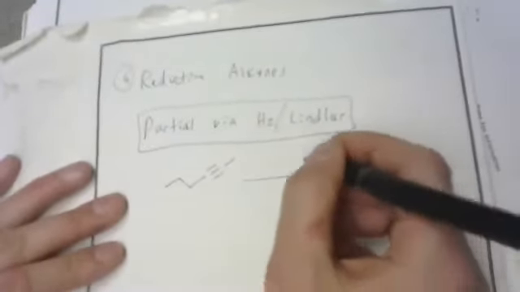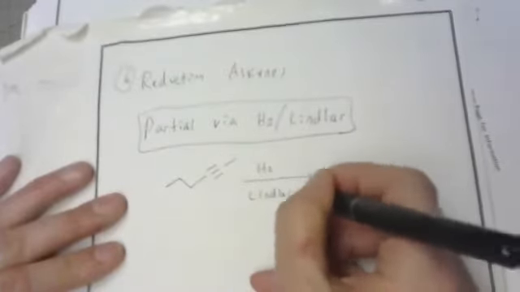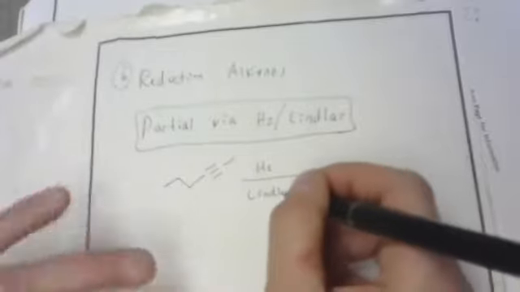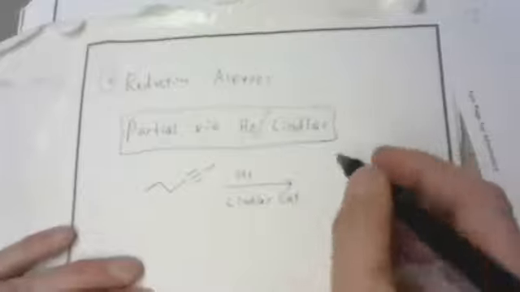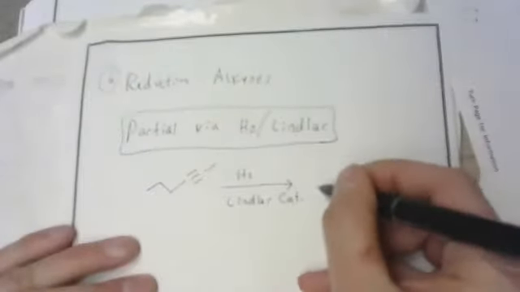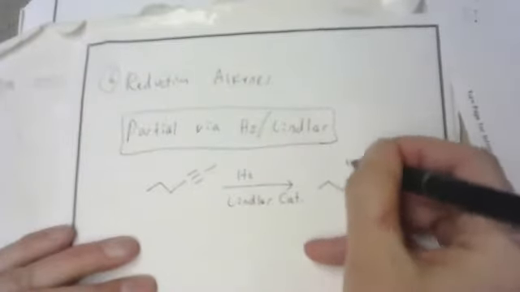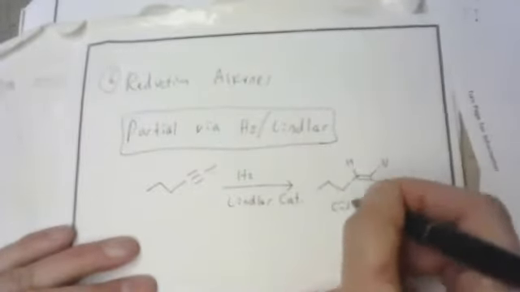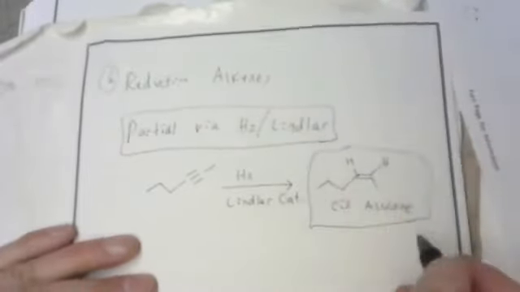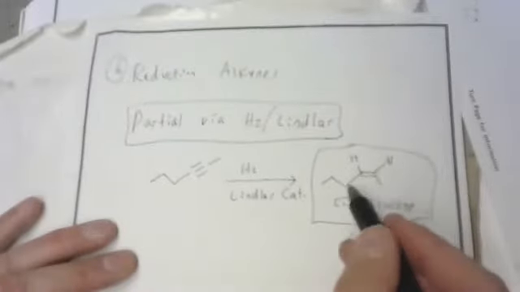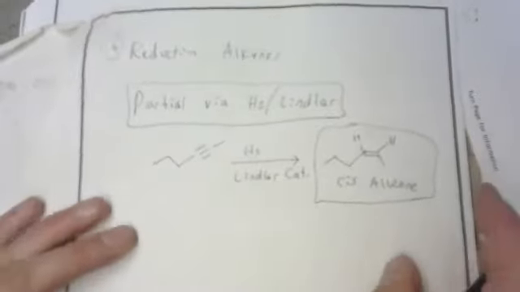And what's the product? So it's H2, Lindlar catalyst. What that makes is a cis alkene of this, so it's going to be 6 carbons. Cis, of course, means that the hydrogens are on one side, the carbon substituents are on the other side.